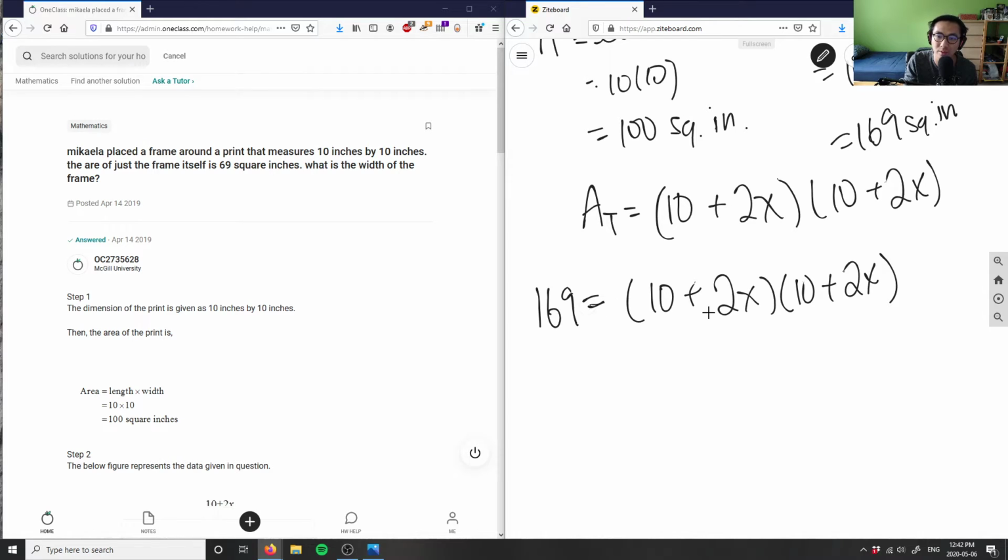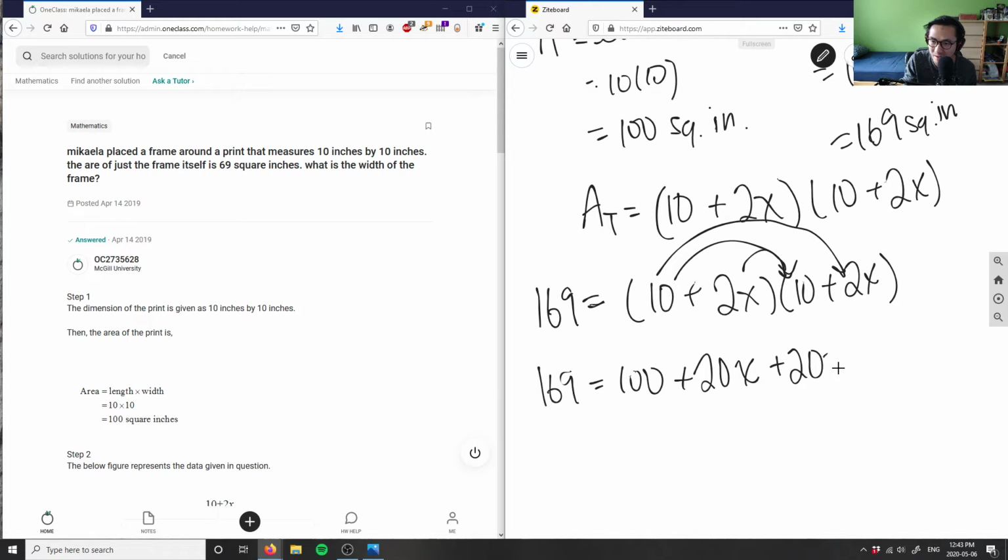And now we can use FOIL to break up these brackets, so we get an equation, right? So we have 10 times 10 here is 100. We're doing the first terms first, and the outside next: 10 times 2x is 20x. We're doing the inside here, 2x times 10 is, again, 20x. And then 2x times 2x here is 4x squared. That's the last. We can collect some like terms: 20 plus 20 is 40x, plus 4x squared.